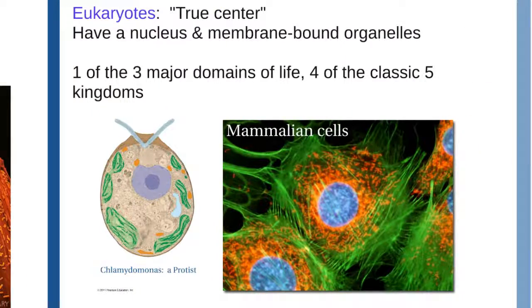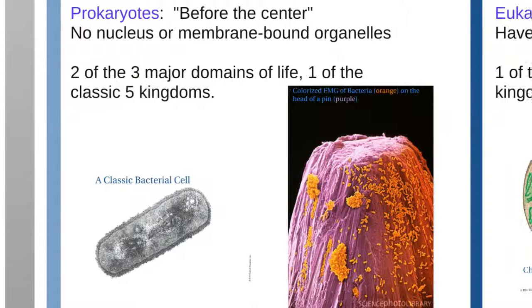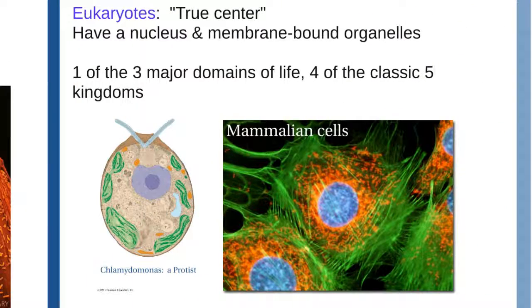Now, we talk about domains. We used to talk about kingdoms. Domains are above kingdoms now. So when I was in school, it was just kingdom, phylum, class, order, family, genus, species. Now we have three major domains that are just above the kingdom level in classification.